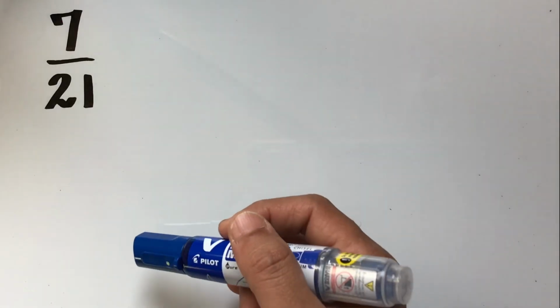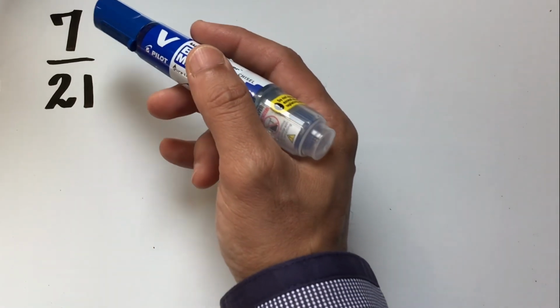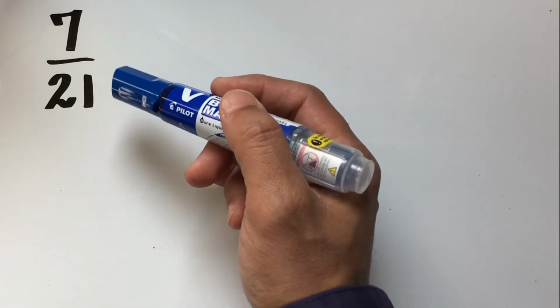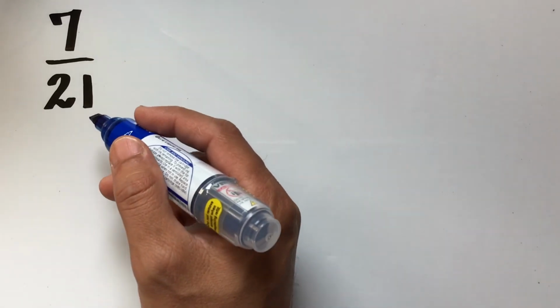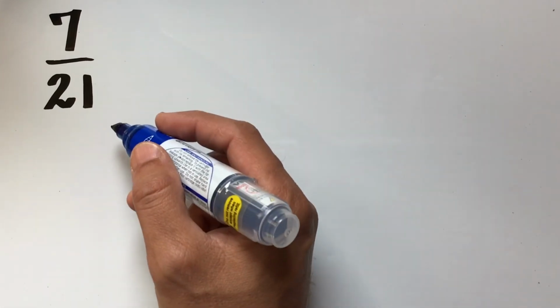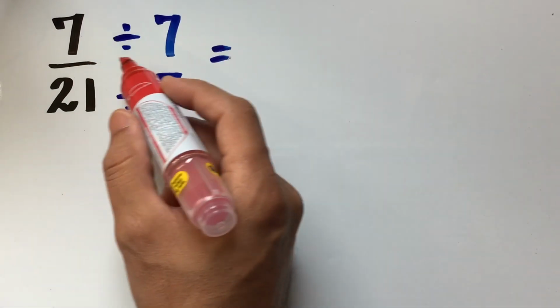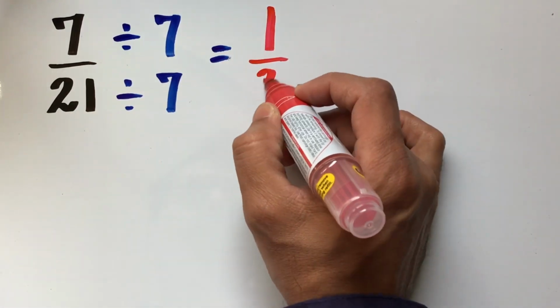Now, since we know what fraction in the lowest term means, let's start with this example. Here we have a fraction 7 over 21. Clearly we can see that other than 1, they do share a common factor between the numerator and the denominator. And since 7 is the common factor between 7 and 21, we divide the numerator and the denominator both by 7. 7 divided by 7 gives us 1, 21 divided by 7 gives us 3.